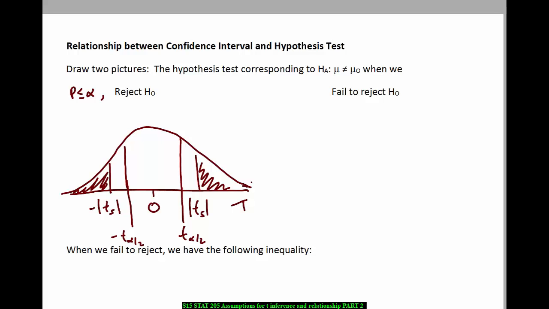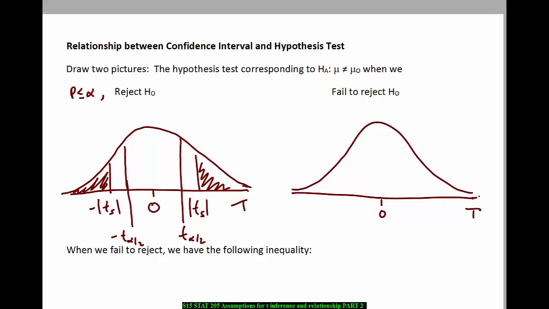Now let's draw the picture of the hypothesis test with the not equal to alternative hypothesis where we fail to reject. Now if the p is low, the null must go. If we fail to reject, that means that the p-value was bigger than the alpha. The p wasn't low enough. So we're going to draw a picture of that.